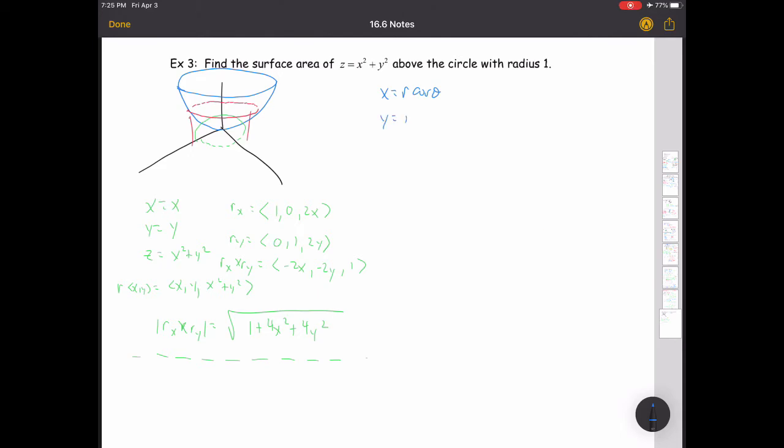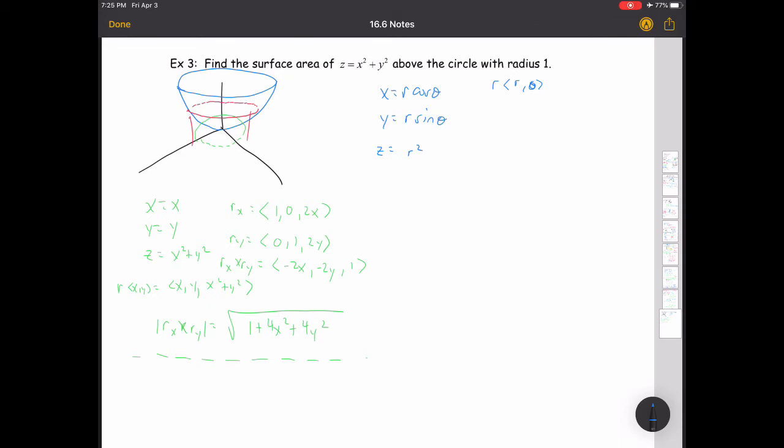Y is r sine theta. And z we have to put in terms of r and theta, but z is defined to be x squared plus y squared. So that's really going to be r squared sine squared plus r squared cosine squared. So that's just going to be r squared. I'm not writing all that out, but if you wrote it all out and factored out the r squared, you would see exactly that's what that gets. So then we're going to need to write out r of r and theta.